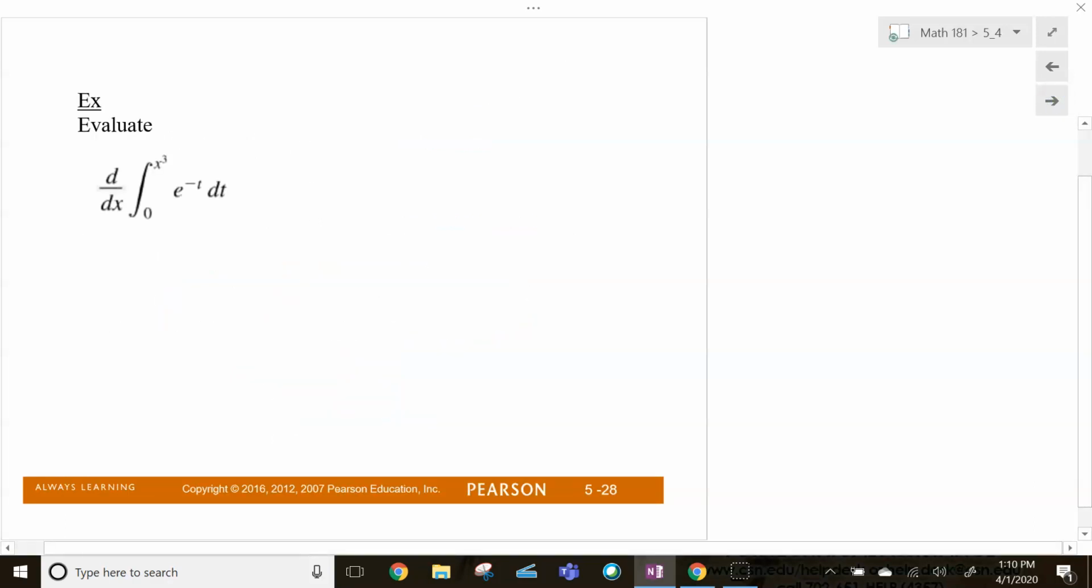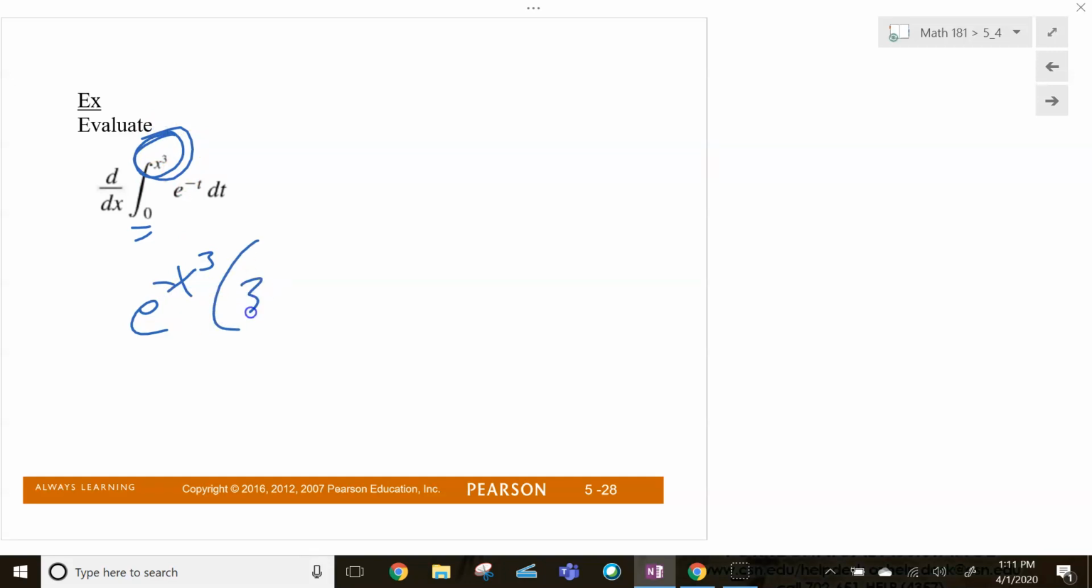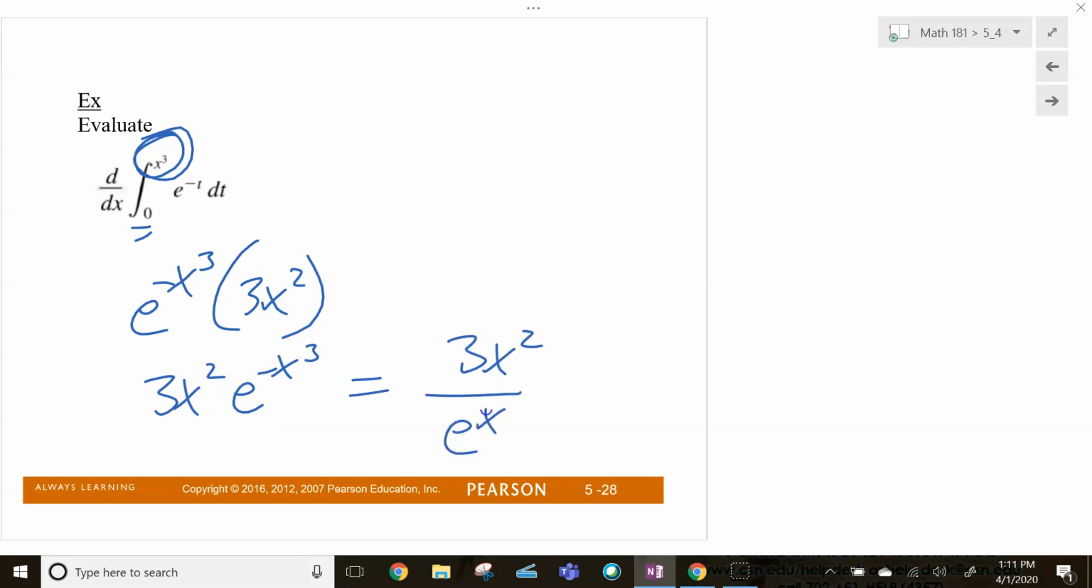So here's another example of that, where we're going from a constant, not just to x but to x cubed. So it goes in, they undo each other, the derivative and the integral undo each other, so it goes in. But then we take the derivative of x cubed, which is 3x squared. So this just ends up being 3x squared e to the negative x cubed, or 3x squared over e to the x cubed.